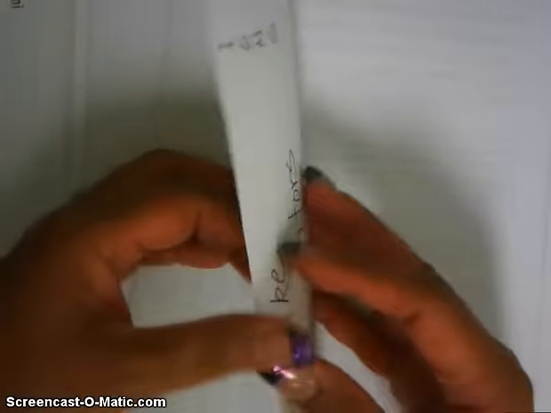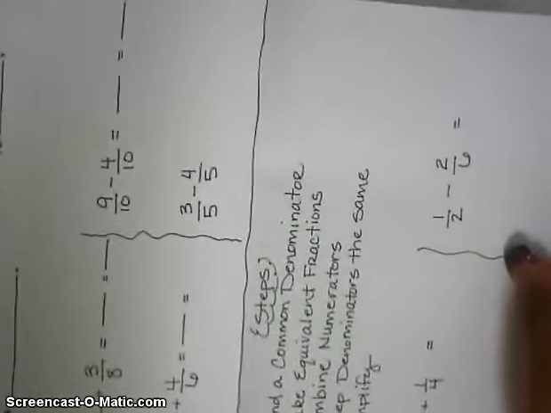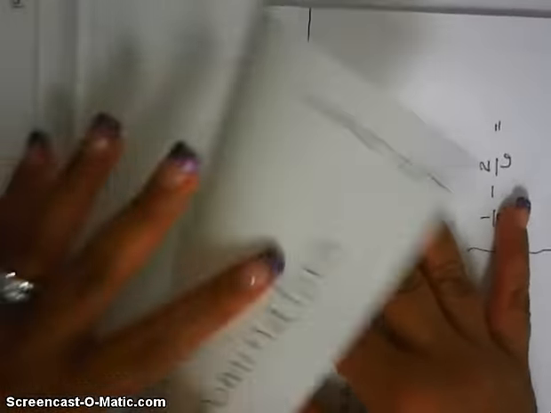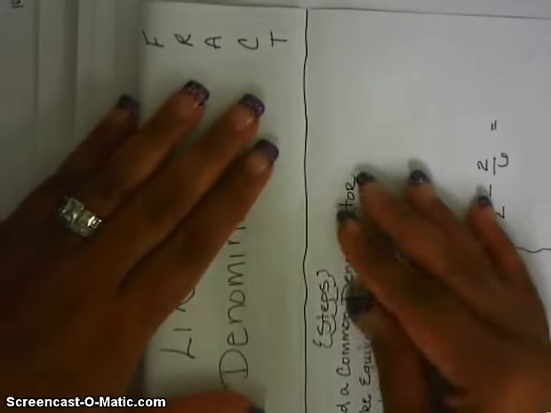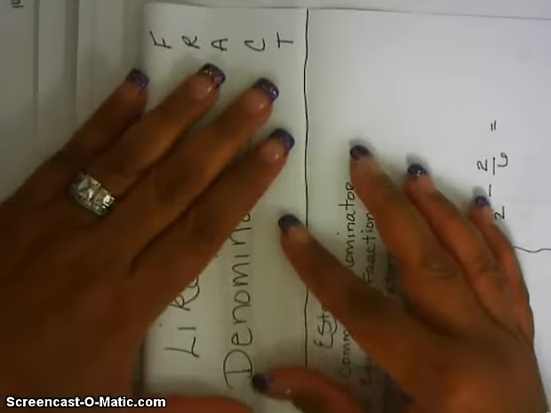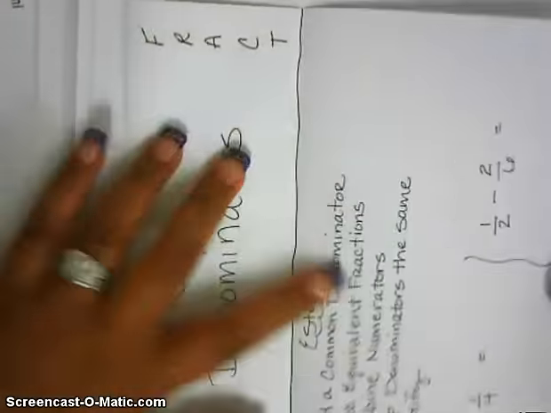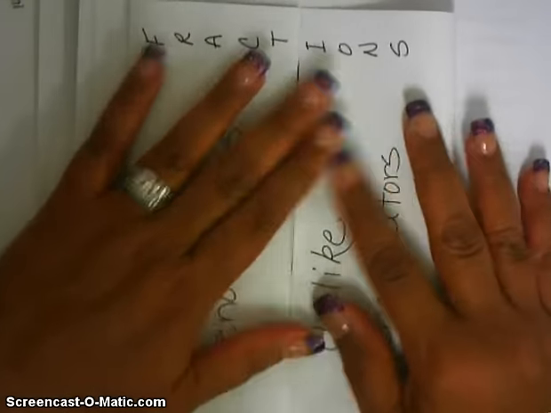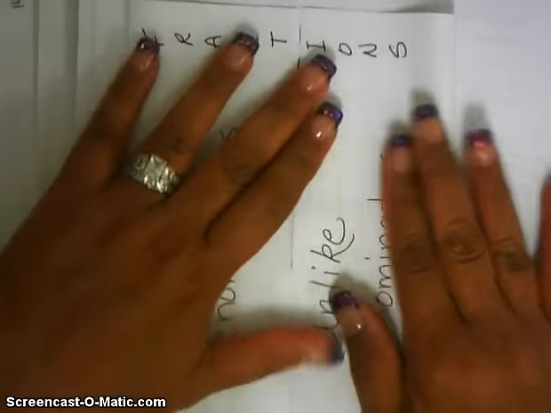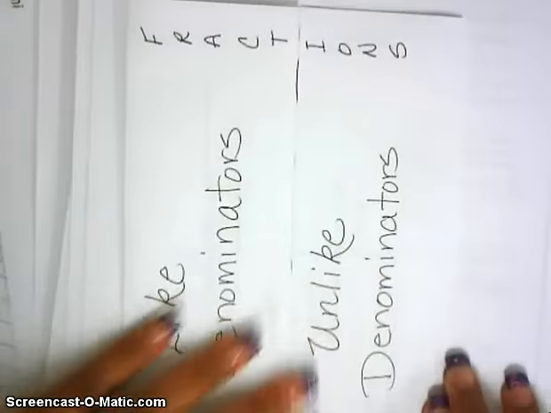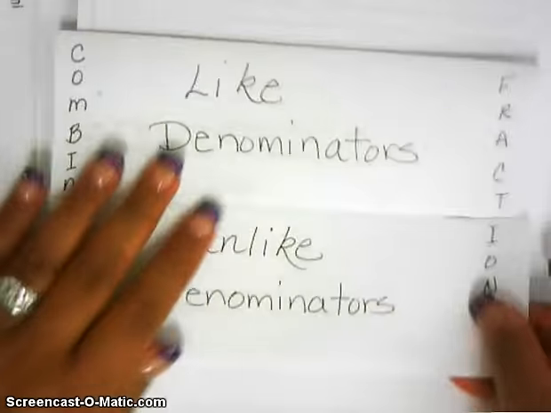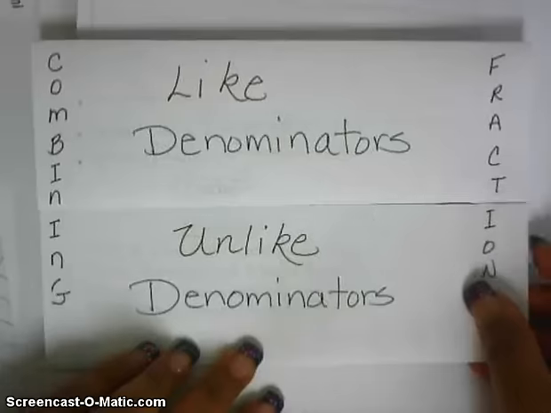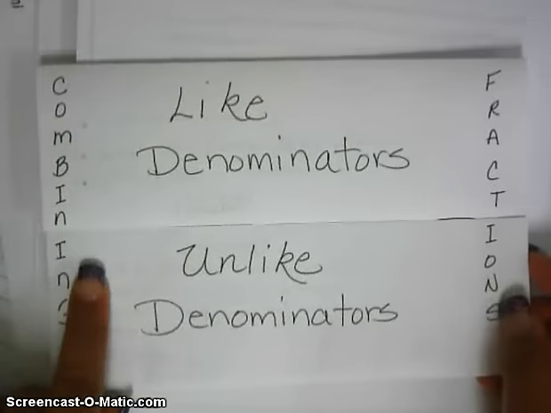Okay, once you fold it in half, you're going to have a crease in the center. What we're actually going to do is shutter fold this foldable. So I'm going to take each side and bring it up to the black line, or the crease that you made. Remember, you can pause the video at any time so that you can catch up or do what you need to do. Okay, so I've shutter folded, and now you're going to see that we've got like denominators on top and unlike denominators on the bottom. Okay, so we're going to be combining fractions.